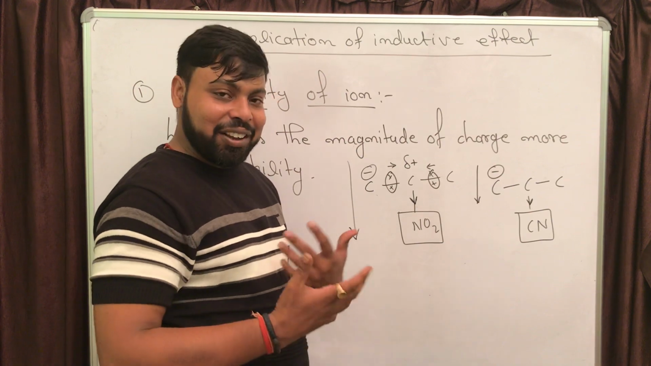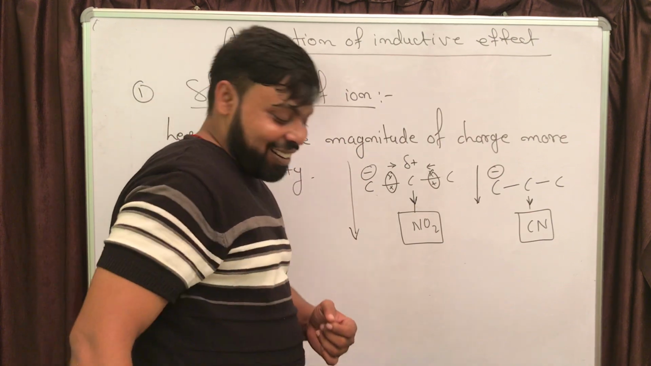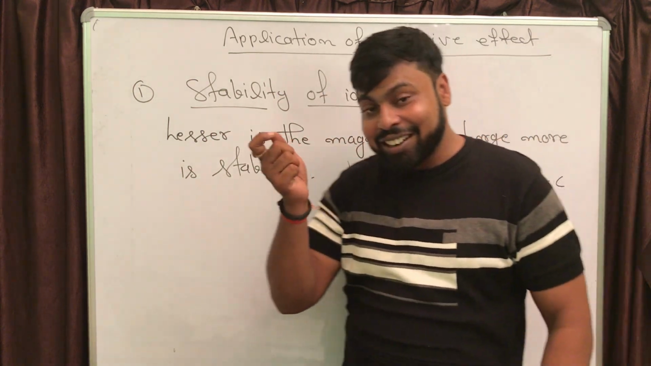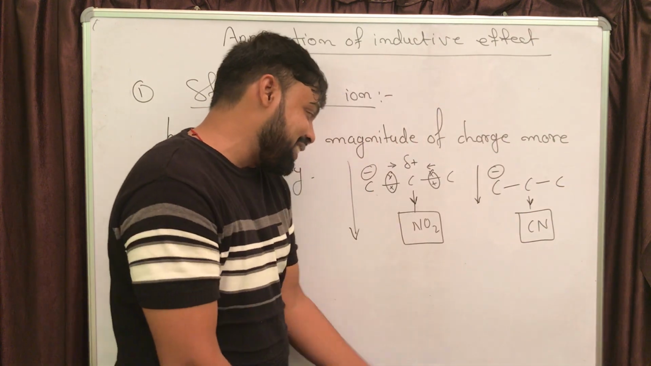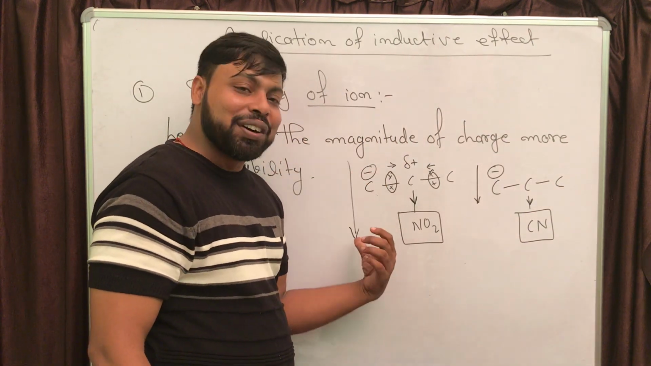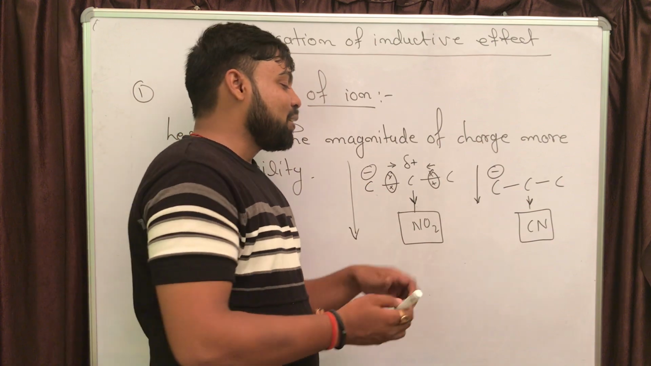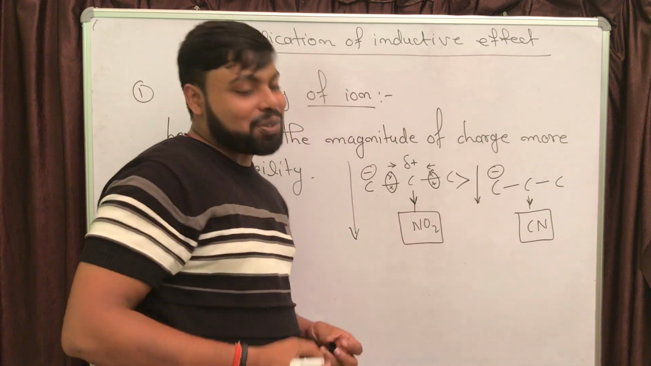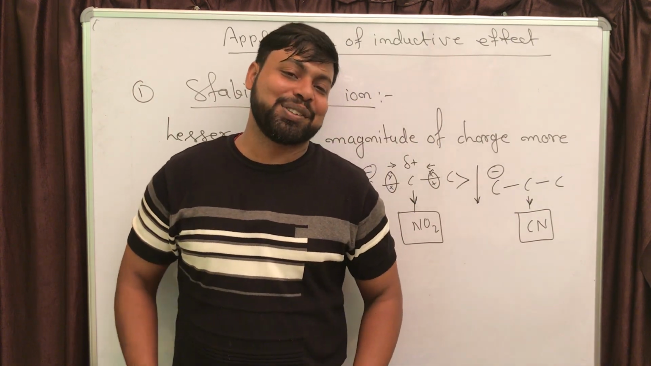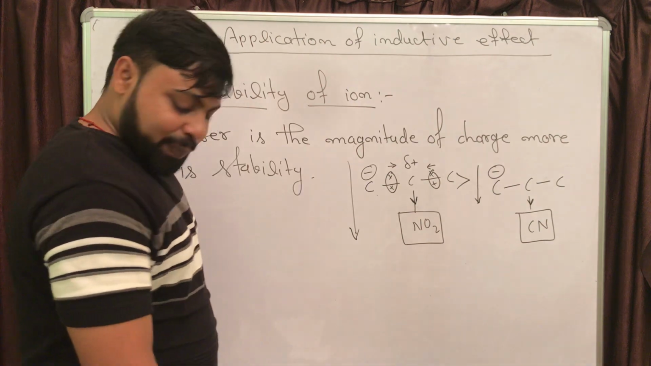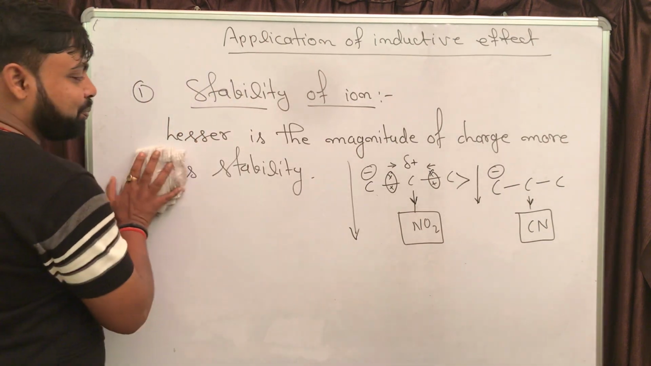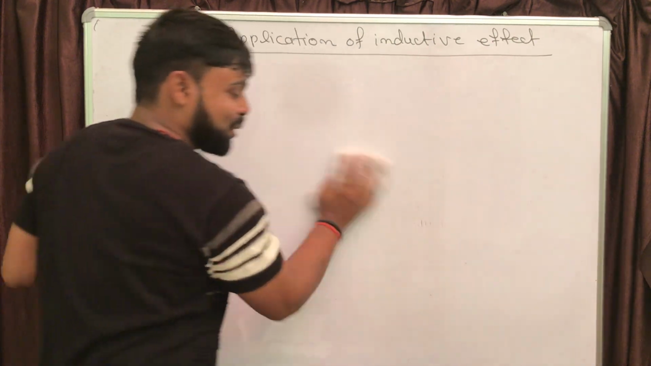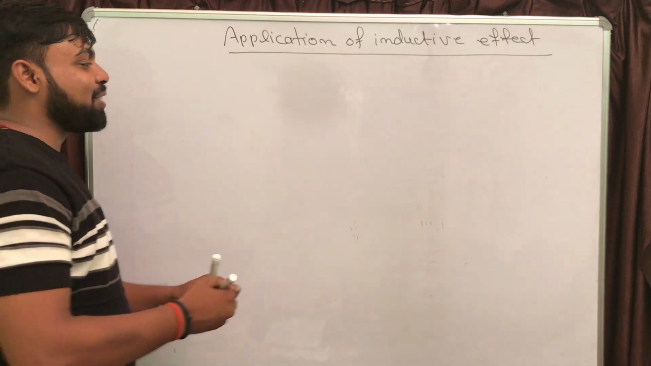So at the end, if you compare the stability, our universal fact is lesser is the magnitude. It is written magnitude. So magnitude will be lesser in the first case because it is more decreasing. So lesser is the magnitude of charge, more is the stability. That is why the first one is going to be more stable as compared to the second one, right? Now let's take one more example. Then I'll give you some key points to solve the problems. Let's take one more question.